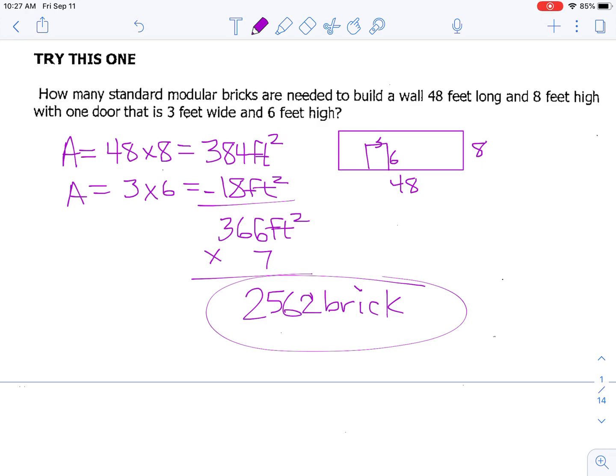Now, would you order exactly 2,562 brick? No. You're going to order a little bit extra so that you have enough in case some break, but not too many because you don't want all those left over.